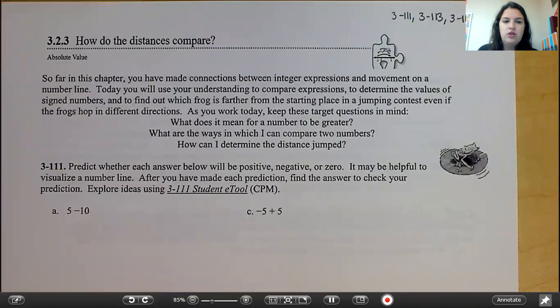So far in this course, you have made connections between integer expressions and movement on a number line. Today you will use your understanding to compare expressions, to determine the values of signed numbers, and to find out which frog is farther from the starting place in a jumping contest, even if the frogs hop in different directions. As you work today, keep these target questions in mind. What does it mean for a number to be greater? What are the ways in which I can compare two numbers? And how can I determine the distance jumped?